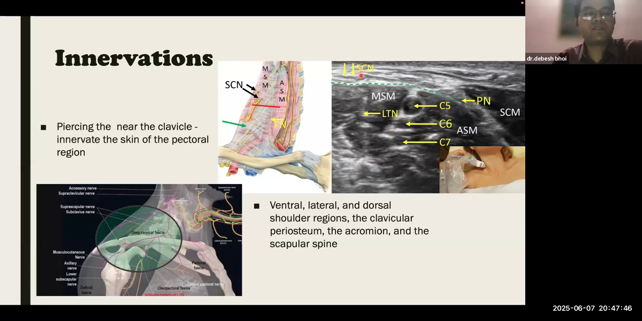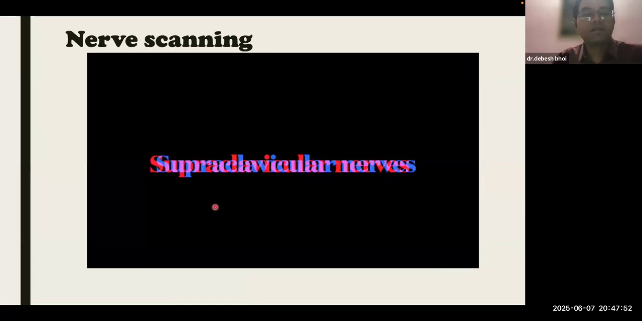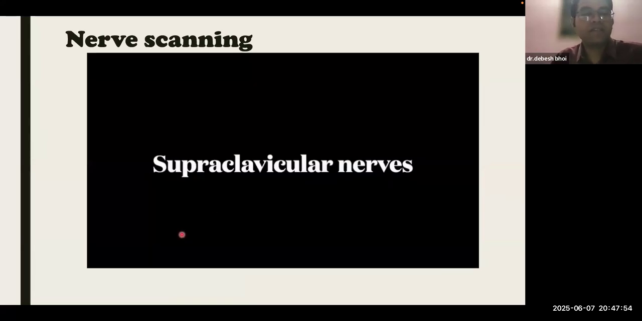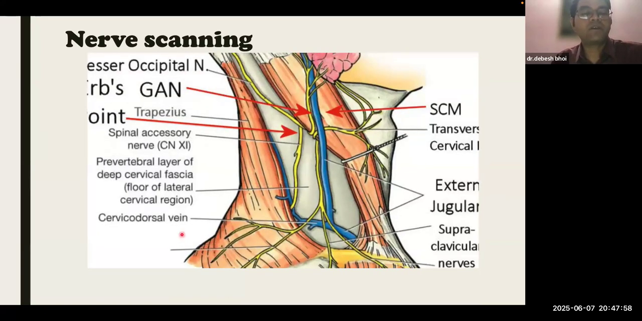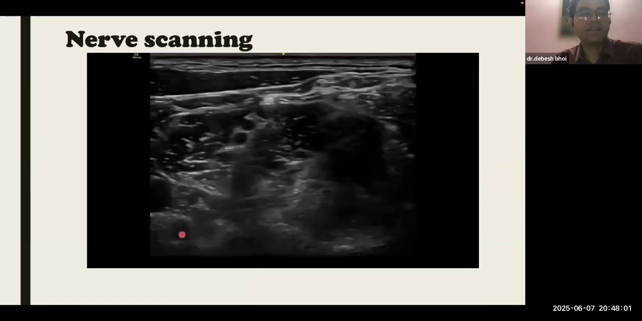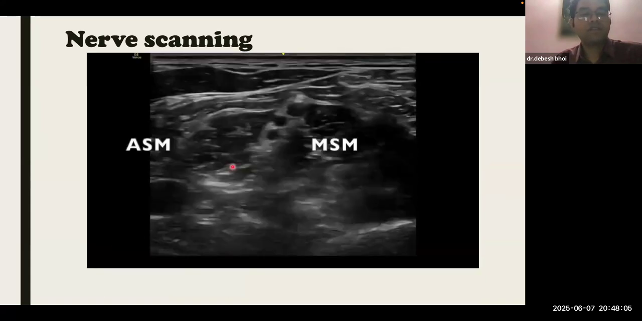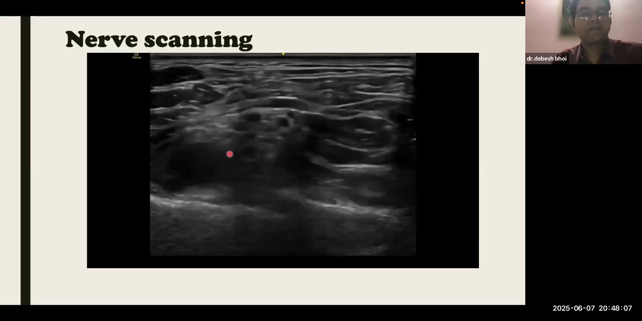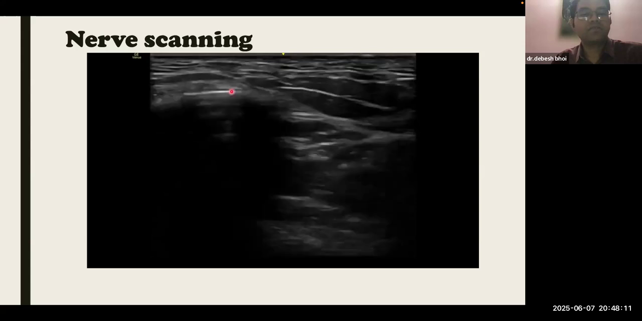So this is important. If you are scanning in this area, you can identify this nerve. You can try to find the anatomical location and concentrate over there. With up and down movement, you can see the nerve lying there, in a superficial location.